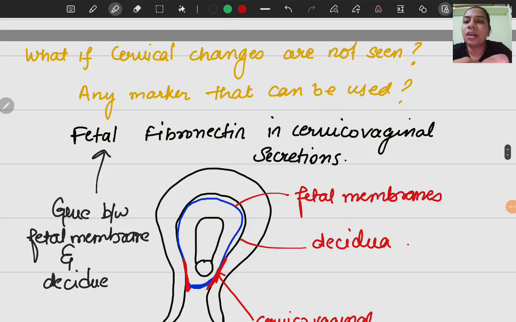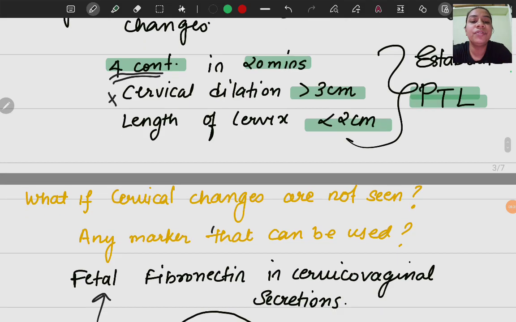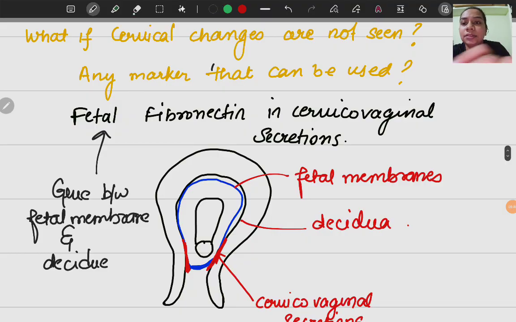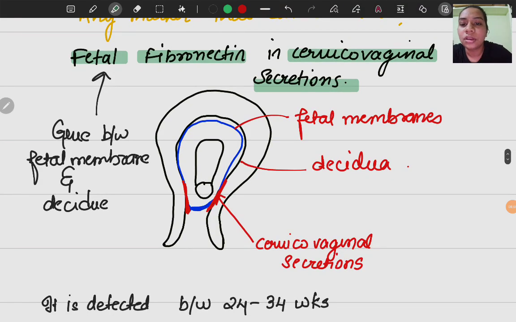Then what if cervical changes are not seen, is there any marker that we can use? If cervical changes are not there, then one of the 3 criteria is not being fulfilled, so what we will do is look for a marker. The important marker is fetal fibronectin. Fetal fibronectin is found where? In the cervico-vaginal secretion. So you can see in this picture, this is the uterus.